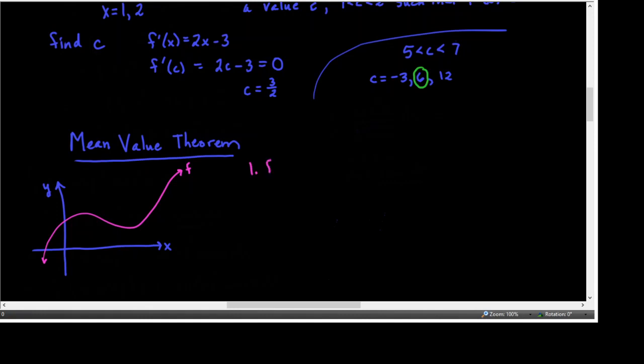So f is continuous on the closed interval from A to B, and it's differentiable on the open interval A to B. But this time, for the mean value theorem, I'm going to drop the f of A equals f of B idea. So I'm going to make A right here.